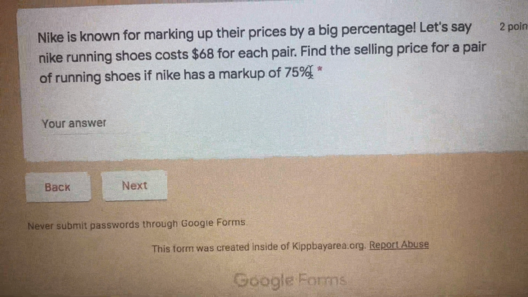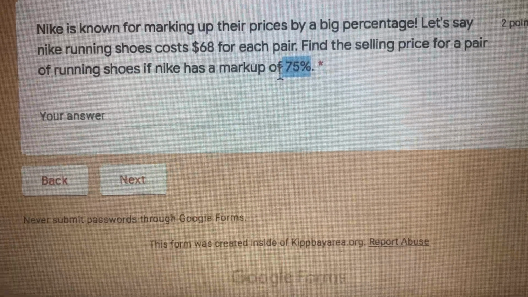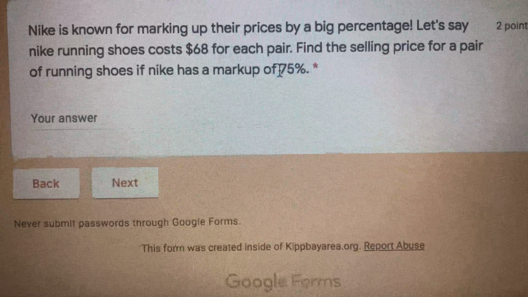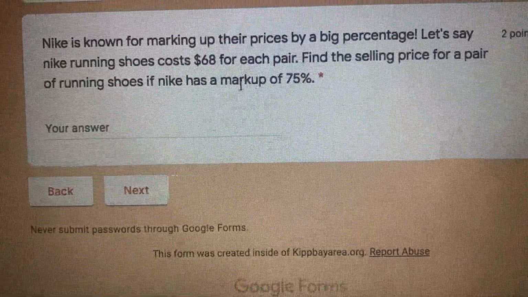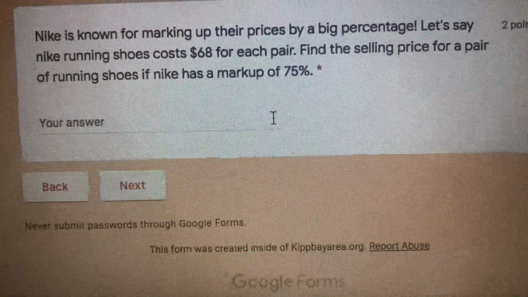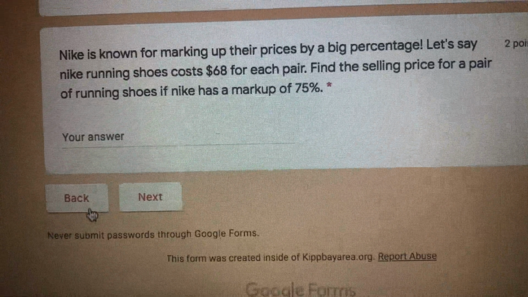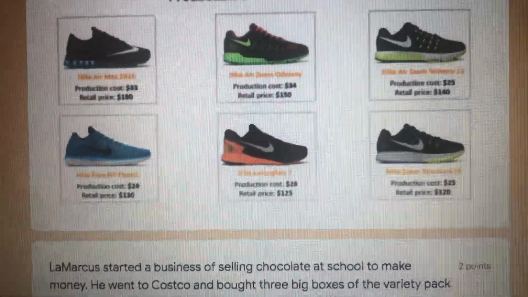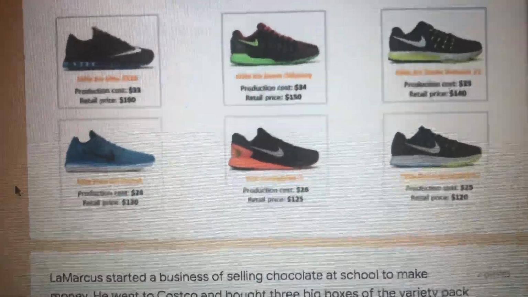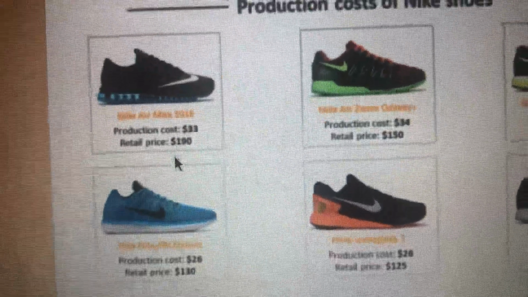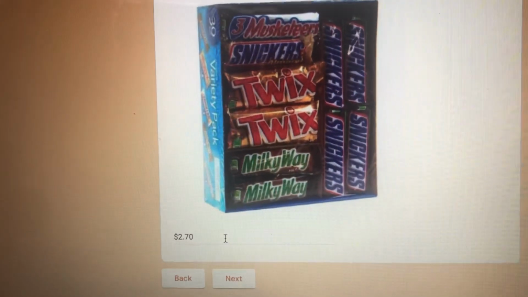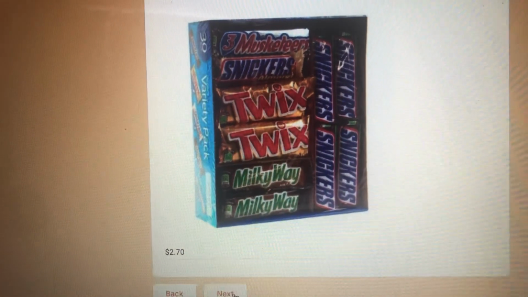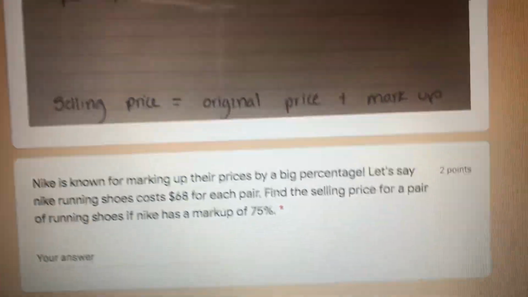Now, let's just be real. Their markup rate is like $2,000. It's a really big price. And I will give you extra credit if you actually find out their true markup rate. If you want extra credit, you could send me a picture of you finding out what the markup percentage of Nike is, the true one. Anyways, let's get started here.